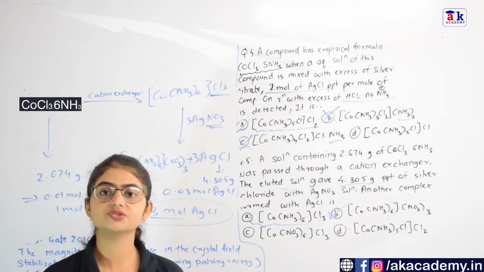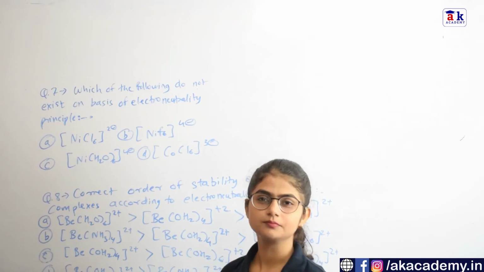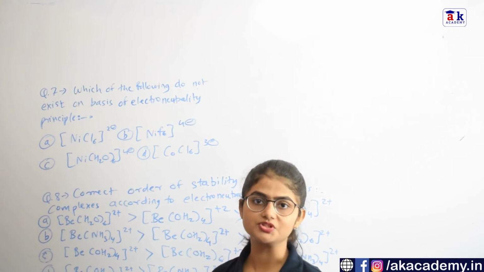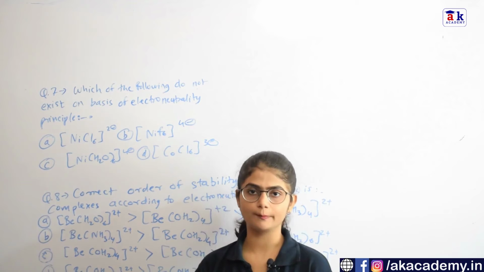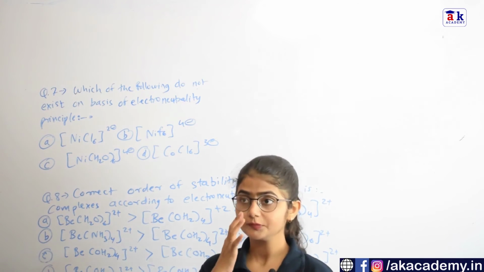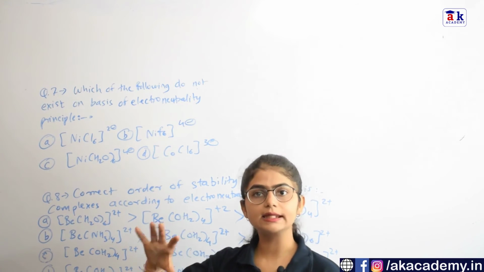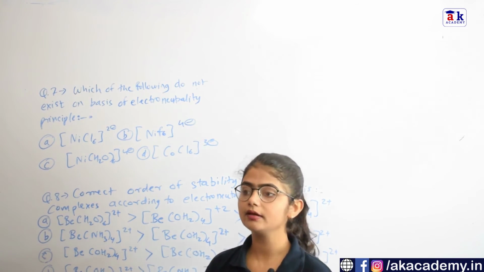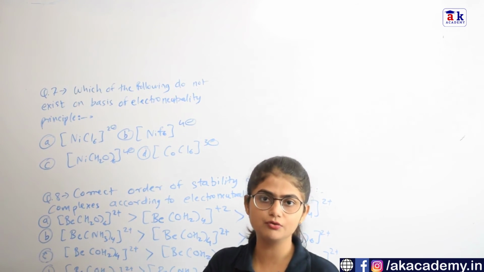Now next we will discuss questions on the electroneutrality principle. So let me revise. According to the electroneutrality principle, those complexes in which the central metal atom is attached to ligands which are higher in electronegativity will be stable, because the metal has to get rid of the accumulated negative charge on it.